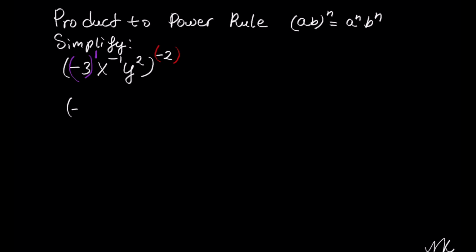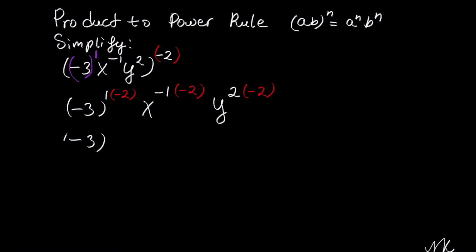So we get negative 3 to the power of 1 times negative 2, x to the negative 1 times negative 2, and y to the power of 2 times negative 2. This becomes negative 3 to the power of 1 times negative 2, negative 2, x to the power of negative 1 times negative 2, positive 2, y to the power of 2 times negative 2, we get negative 4.